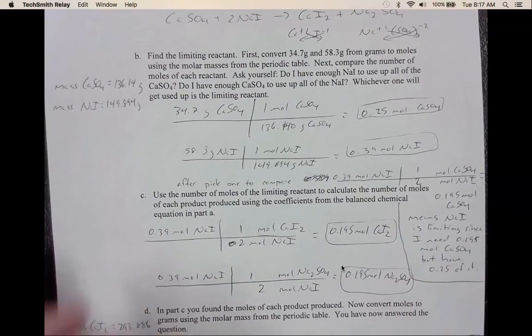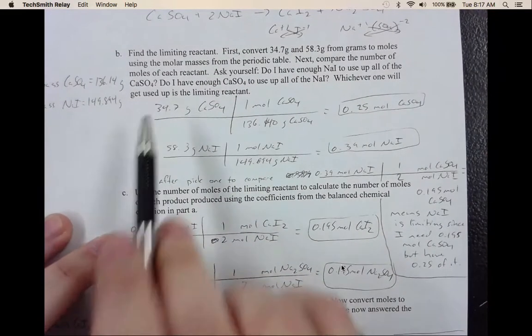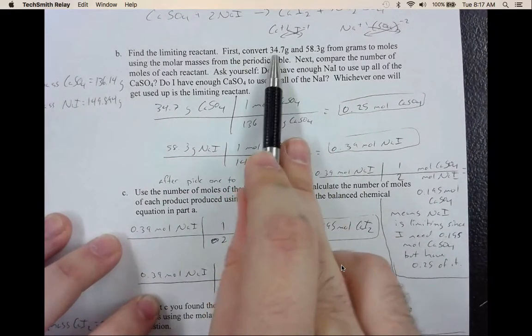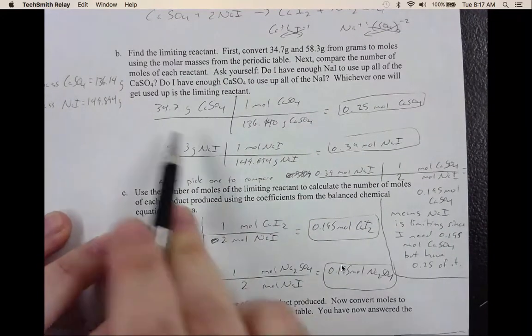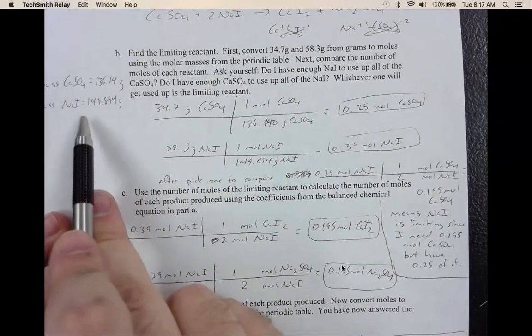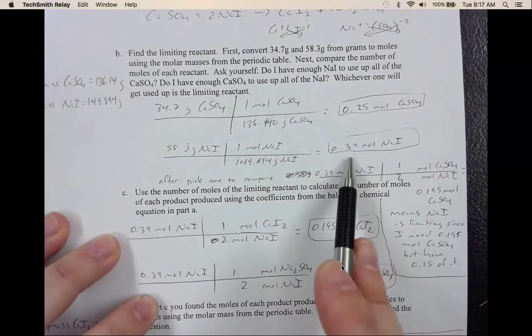Part B is finding the limiting reactant. This is the same thing that we have been doing, except that this time they gave us grams and not moles. So the first thing you need to do is convert to moles so we can compare. That's what I did. The masses are over here. Remember, the masses are from the periodic table. You just need to add up, multiply by the subscripts. So I converted to moles.